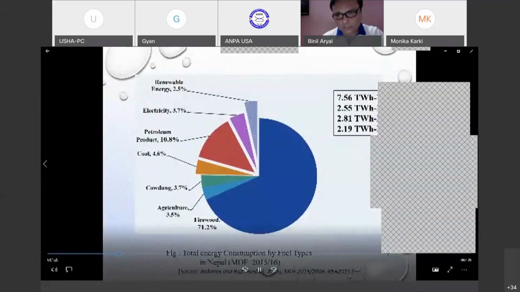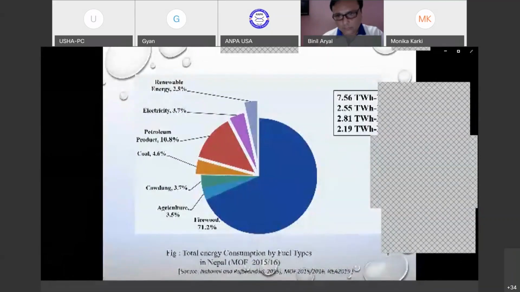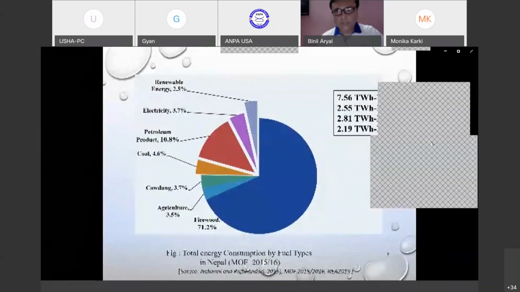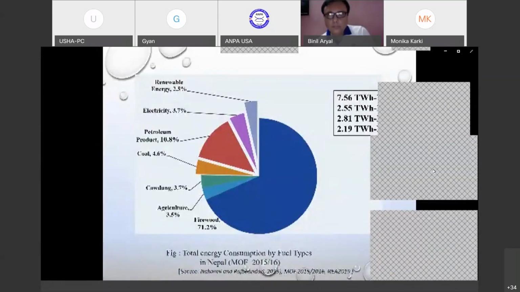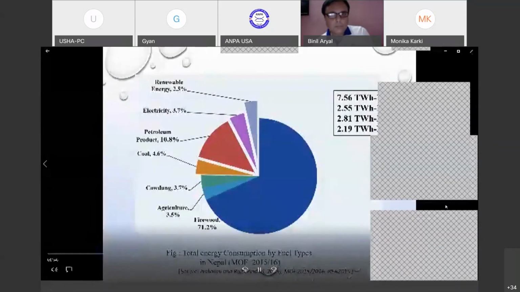As we see from the slide, the maximum proportion of the energy is provided by traditional sources like firewood, then comes the fossil fuels, and the smallest proportion by the renewable energy. About 30 to 40% of hard foreign currency is spent on importing petroleum products.